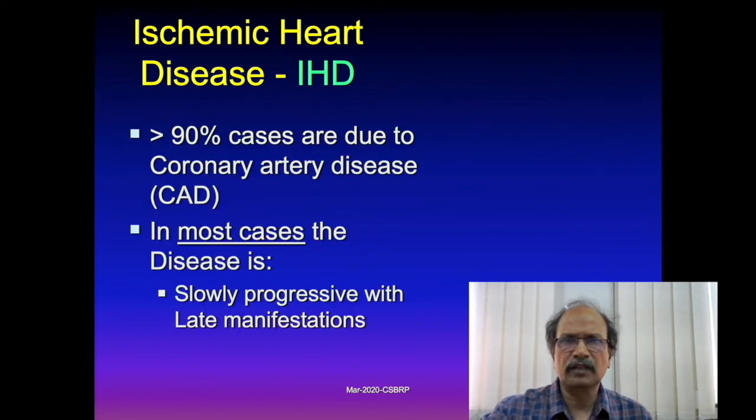Most of the cases of ischemic heart disease are due to the narrowing of coronary arteries. So IHD is almost always equated with coronary arterial disease, but in the true sense, coronary artery disease constitutes only 90% of ischemic heart diseases, and the 10% may have other causes like arteritis or syphilitic aortitis, or thromboembolic manifestations entering into normal coronaries and causing ischemic damage. In most cases, it is slowly progressive with late manifestations.